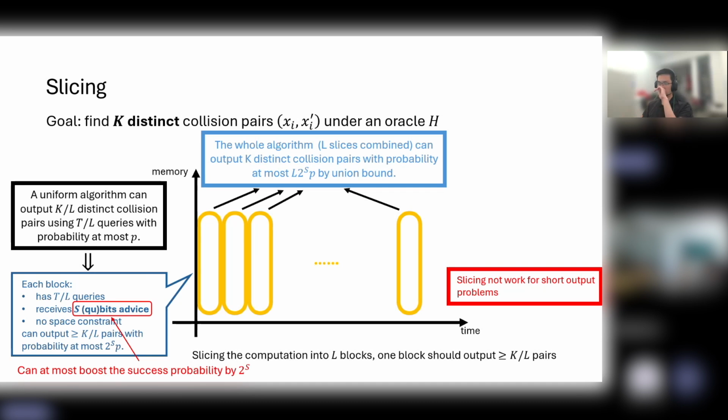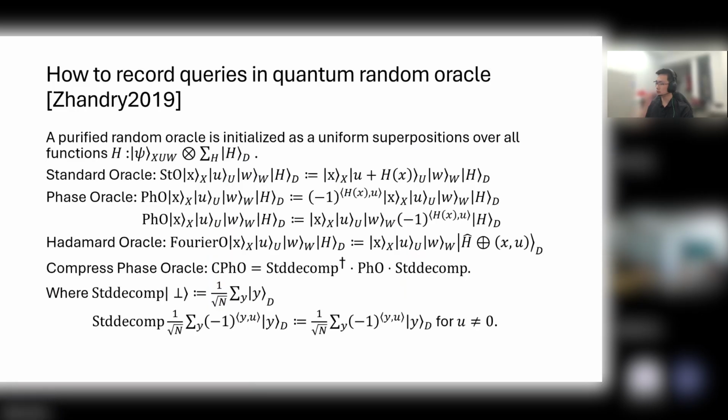So before introducing how we incorporate this short output setting, let me first introduce a tool called the compressed oracle. For someone who is not familiar with quantum, you can just think of this as a lazy sampling technique for random oracle. So the compressed oracle is a way to record the amount of information that you get when you query a quantum random oracle.